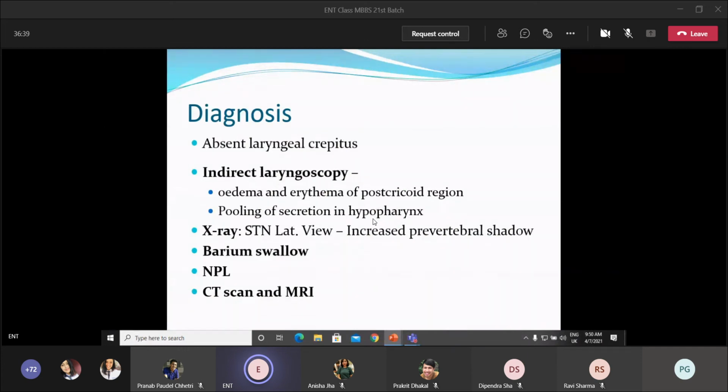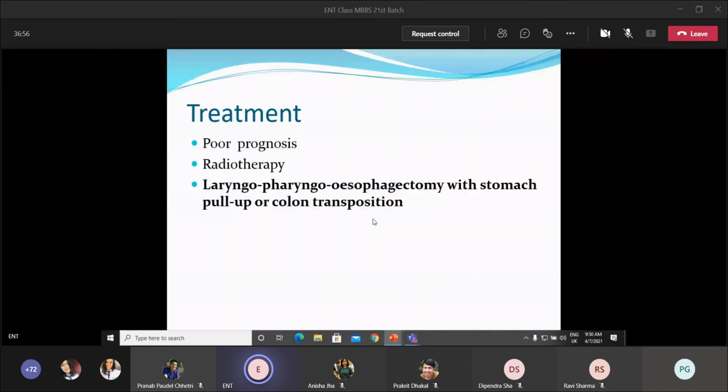Endoscopic nasopharyngeal laryngoscopy, and to find out the spread, you need to perform CT scan of the neck and MRI. Post-cricoid carcinoma treatment-wise has got a poor prognosis. So most of the time you give radiotherapy. Sometimes if the tumor is small, then you can also perform surgery, laryngopharyngoesophagectomy with stomach pull-up or colon transposition.